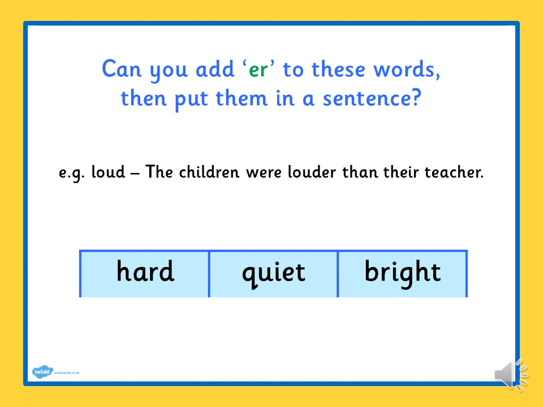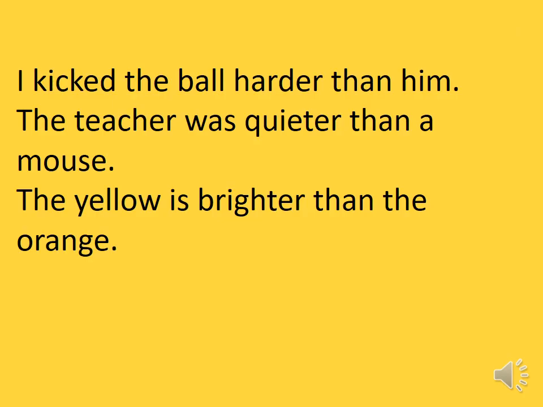Okay, so you've got your three words: hard, quiet, and bright. Pause the video for a minute. Put them in sentences of your own. Okay, so I kicked the ball harder than him. The teacher was quieter than a mouse. The yellow is brighter than the orange.